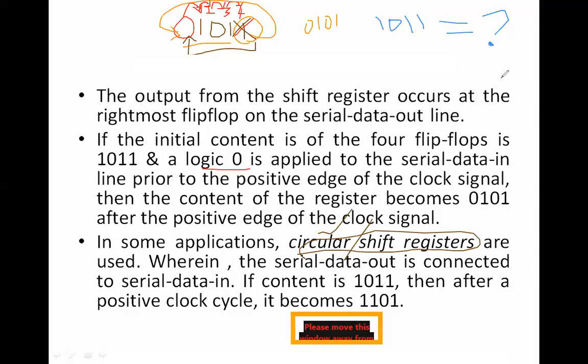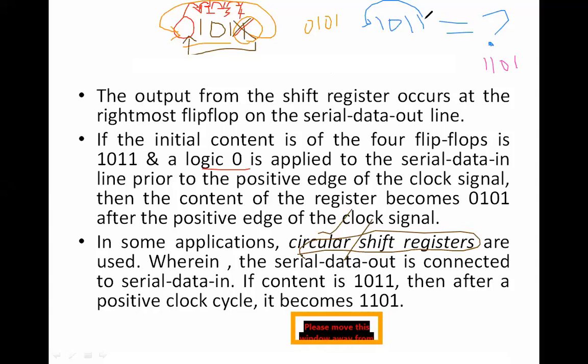So will it be 0101? No. If it's a circular shift, it will become 1101. Exactly. So this one will come and sit here, right? So ultimately, what is going to happen? I am going to get the value 1, 1, 0, 1.